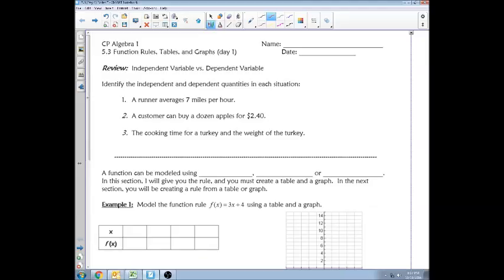This lesson is from Algebra 1 class. It is 5.3 function rules, tables, and graphs, day 1. Review independent variable versus dependent variable. We need to identify the independent variable and the dependent variable quantities in each situation.